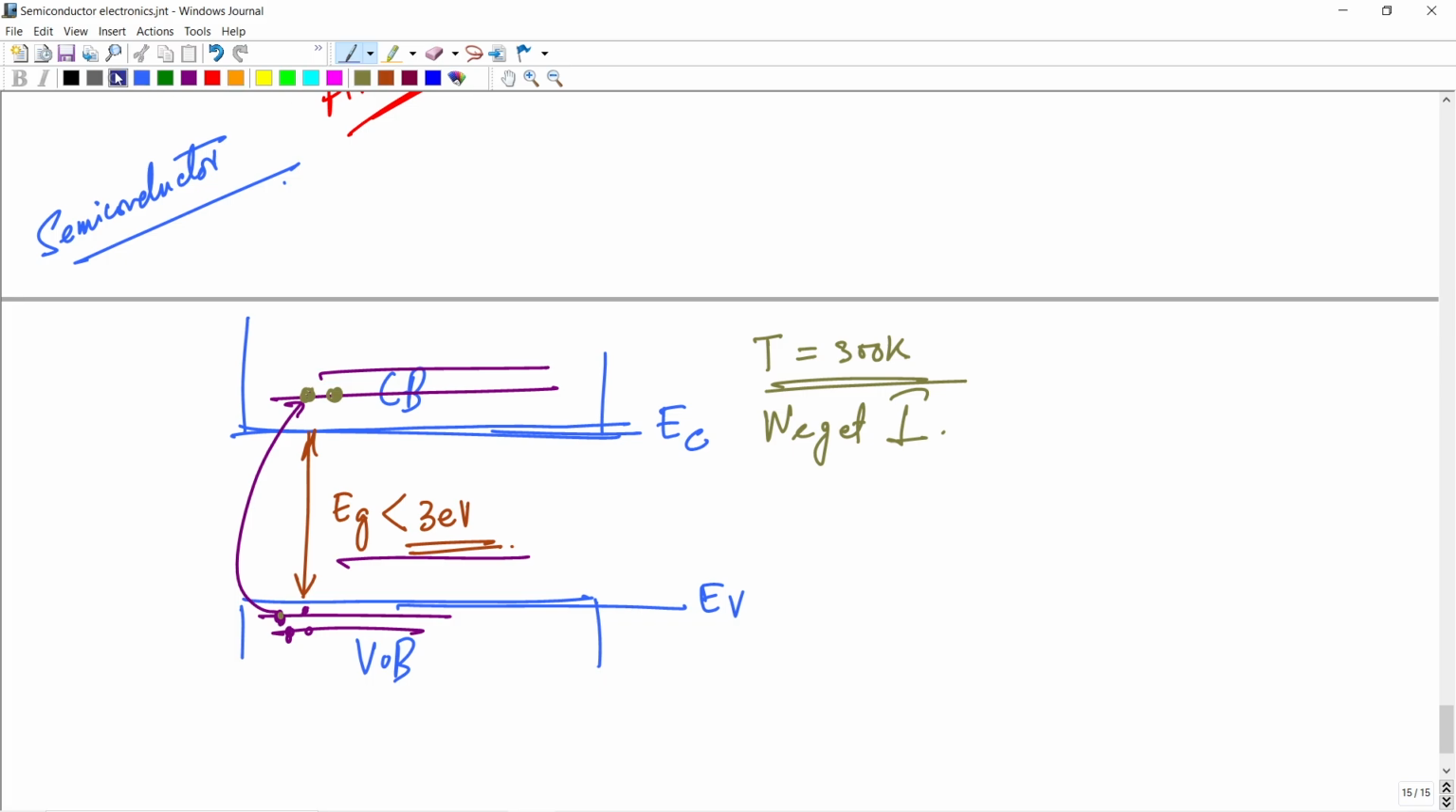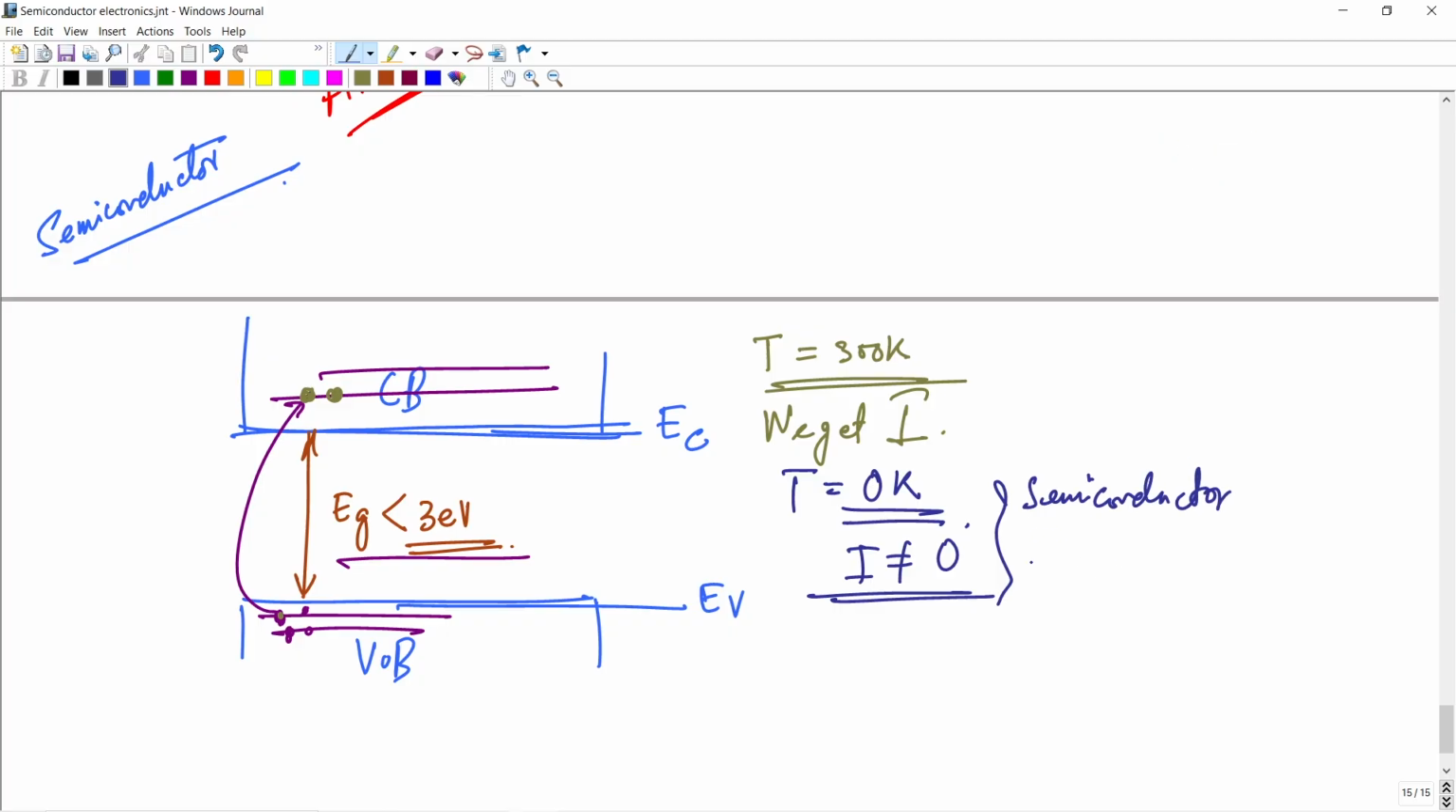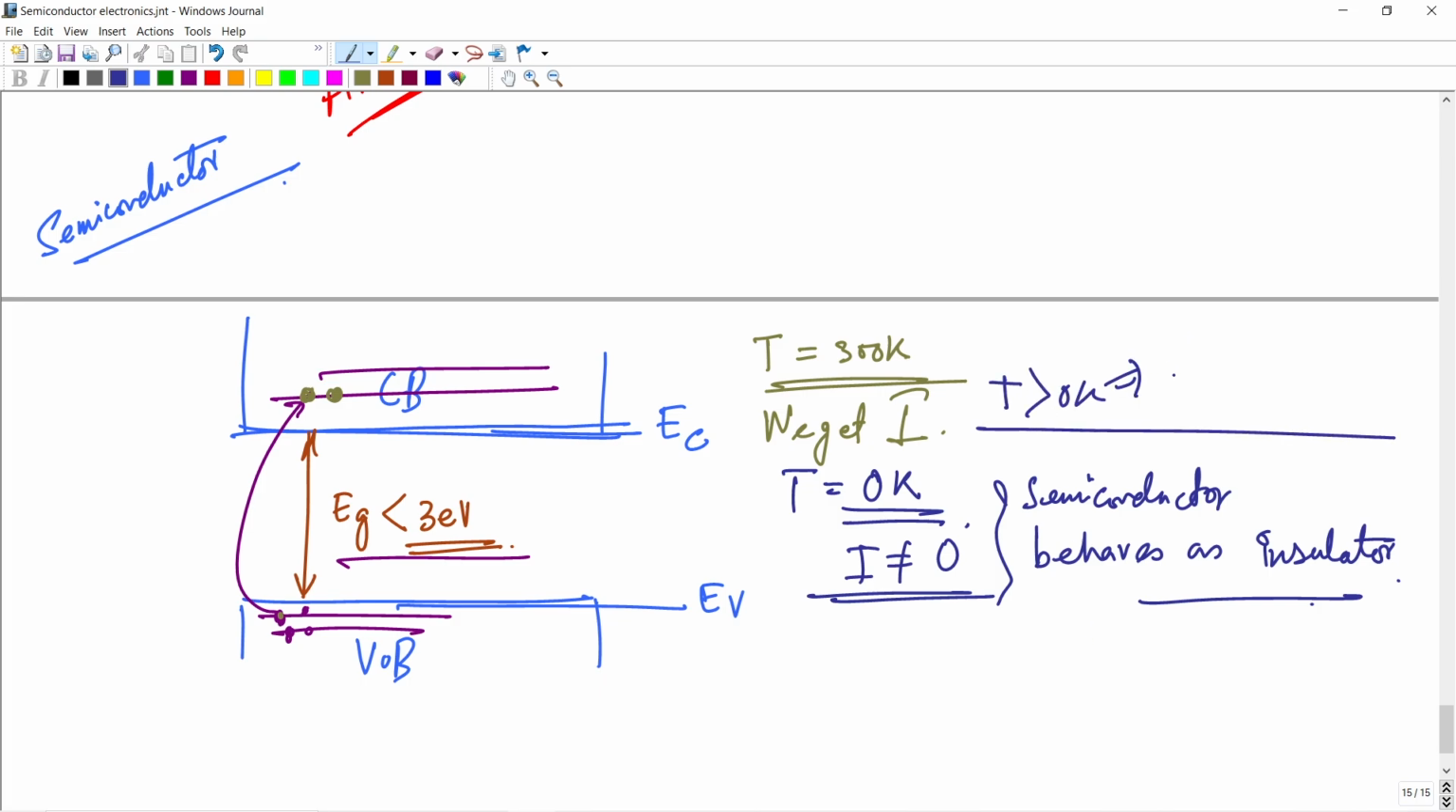But if the temperature is 0 Kelvin, you do not get current, so current equals 0. Then the semiconductor is treated as an insulator. At 0 Kelvin, a semiconductor behaves as an insulator. But at T greater than 0 Kelvin, a semiconductor acts like a metal, or a good conductor of electricity. Not too good a conductor, but we can still say it is a good conductor of electricity.